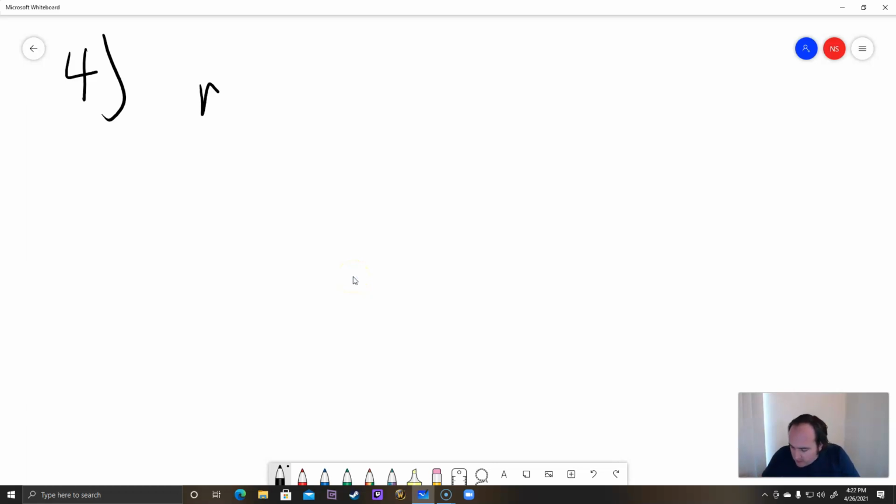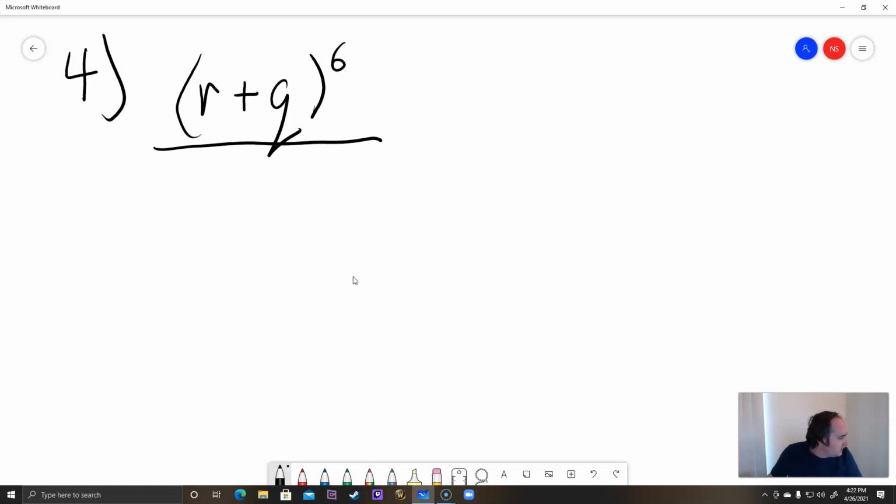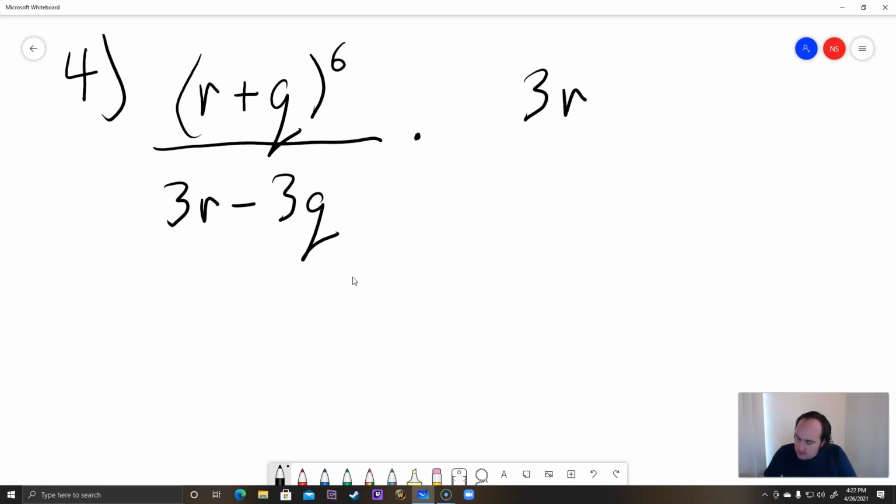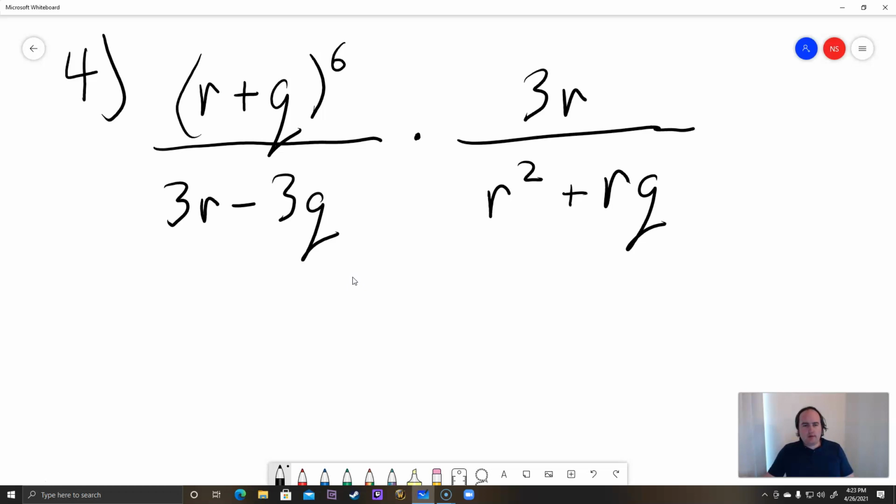So for this one we have r plus q, quantity to the 6th power, divided by 3r minus 3q, times 3r divided by r squared plus r cubed. Okay, so we have r plus q, quantity to the 6th power, divided by 3r minus 3q, times 3r over r squared plus r cubed.